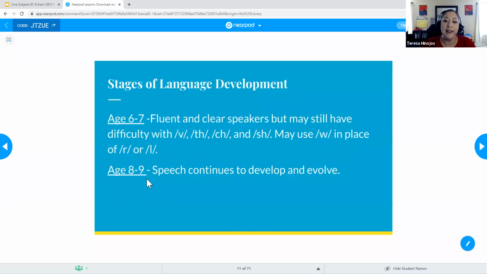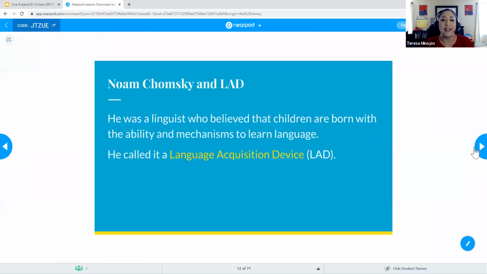So from ages 8 to 9, that speech is going to continue to develop and evolve. And then as your students get much bigger, they should be pretty fluent in terms of language.